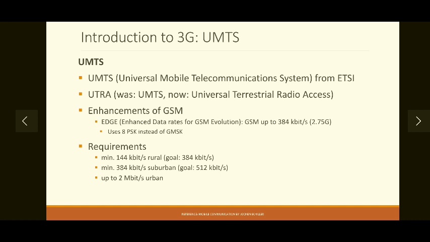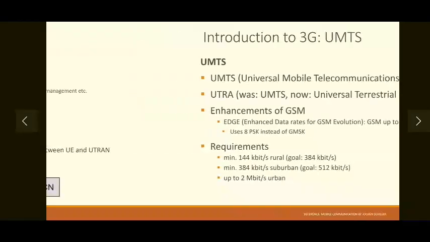So the goal of this UTRA was to provide higher data rates compared to the previous generations. For example, minimum of 144 kbps for rural, actual goal was 384. Minimum of 384 kbps for suburban regions, which may rise up to 512 kbps, and minimum of or up to 2 mbps for urban regions where population density will be higher, so higher data rates are expected. So that was the requirement of the 3G.